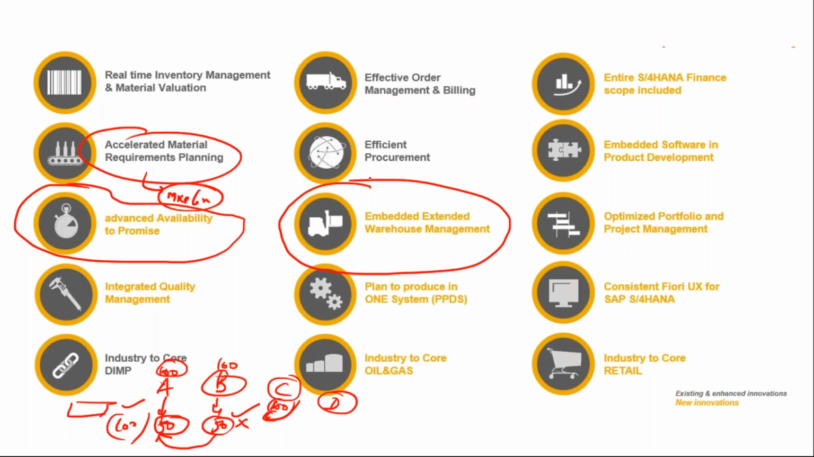Then you have your optimized portfolio and project management. You have your PS systems, which have been integrated into SAP S4HANA. These project systems were basically handling individual projects. When you want to handle a portfolio of projects, multiple projects under a portfolio, that is where the portfolio and project management module comes in.